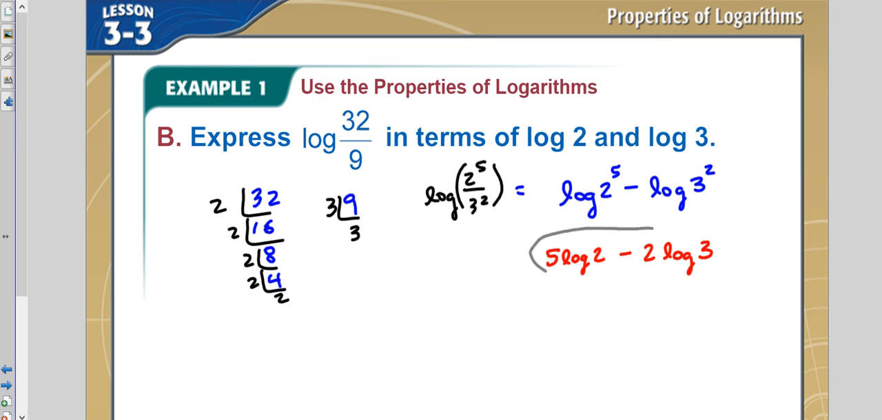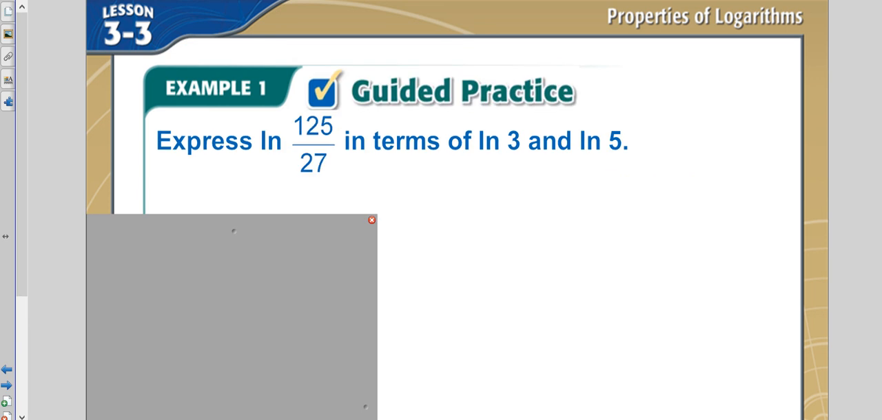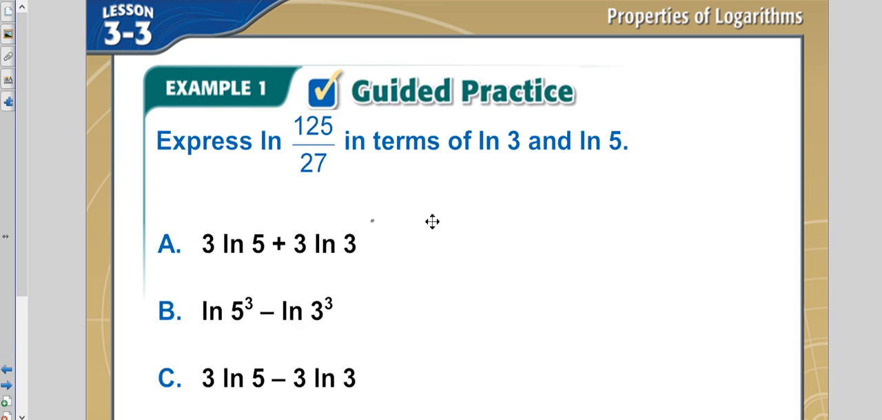So we can, in a way, simplify, even though this expression expanded to be here, the values of the logarithms became more simple. So that's what we're doing here with these properties. You go ahead and try this one, see what you can come up with.